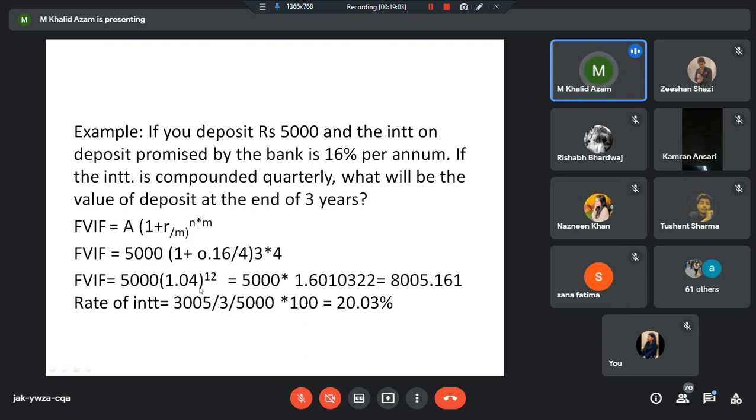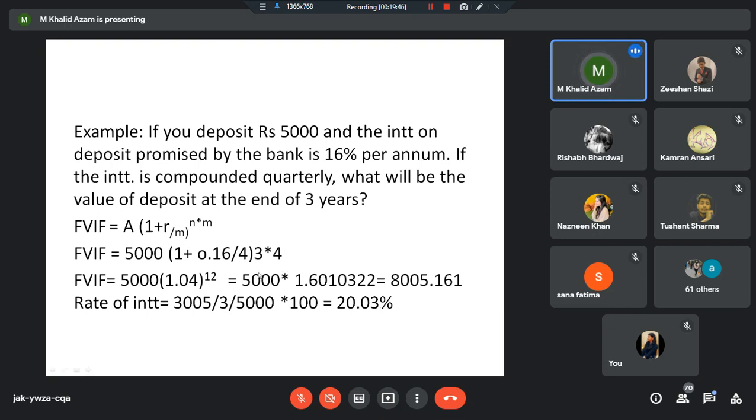So 5,000 will become the future value, using the interest factor, and that will come to 8,005.161. So how much interest are you getting? Because you have deposited 5,000, you are getting interest of 3,005. So 3,005 you are getting in 3 years, divided by 3, and on 5,000, converted into 100. So your return in this case will become 20.03%, because you are depositing for 3 years. That's why it has increased from 16% to 20.03%.